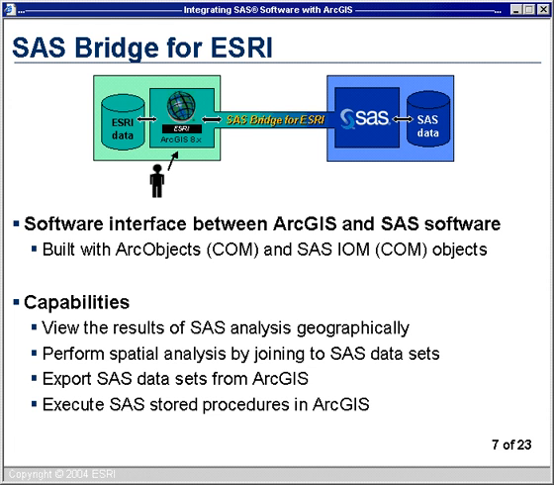With the SAS Bridge, you can view the results of SAS analysis geographically in a map in ArcGIS, and perform spatial analysis by joining your spatial datasets to SAS datasets. You can export SAS datasets from ArcGIS, so if you have a feature class's attribute table and you want to do some statistics on that you can only do in SAS, you have this export option with the SAS Bridge, and you can execute SAS stored procedures from the ArcGIS environment.